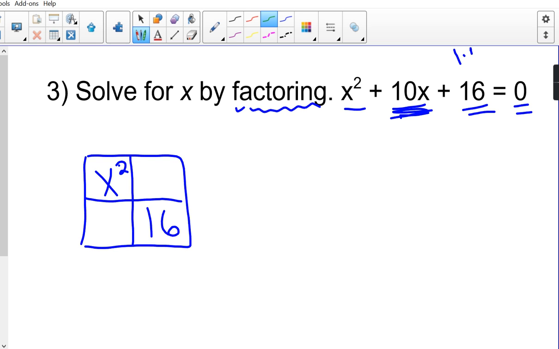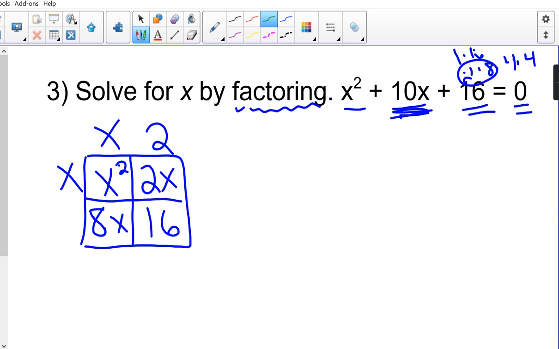So let's think about that. There's 1 times 16 to get 16, 2 times 8, 4 times 4. Which of those adds up to 16? Well, that would be 2 times 8. Sorry, doesn't add up to 16, adds up to 10. Multiplies to 16, adds up to 10. That would be 2 times 8. So our x terms are going to be 2x and 8x. So we're going to have x times x over here, x times 2, and x times 8.